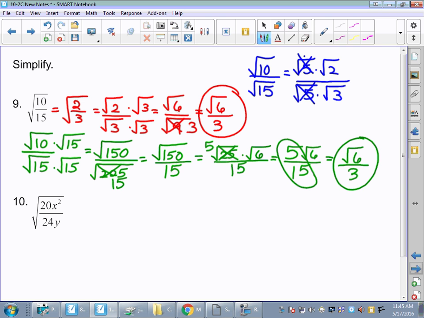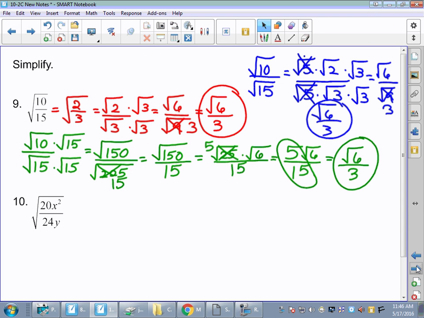And so now I'm right back to that square root of 2 over the square root of 3, times both by the square root of 3. And I end up with the square root of 6 over the square root of 9, which is 3. So I ended up with the same answer again. All of these are okay.